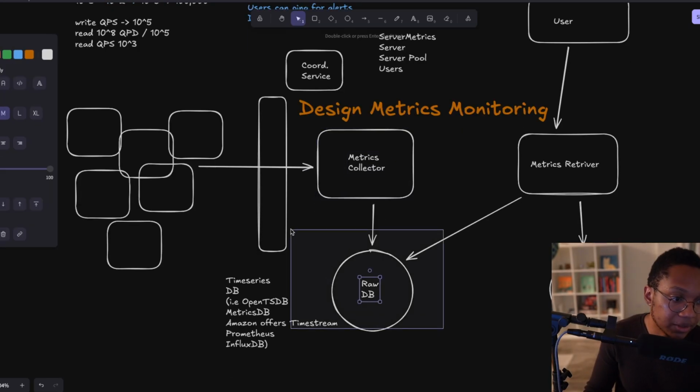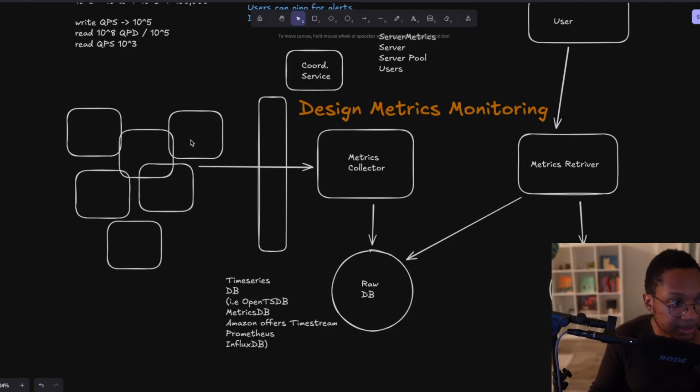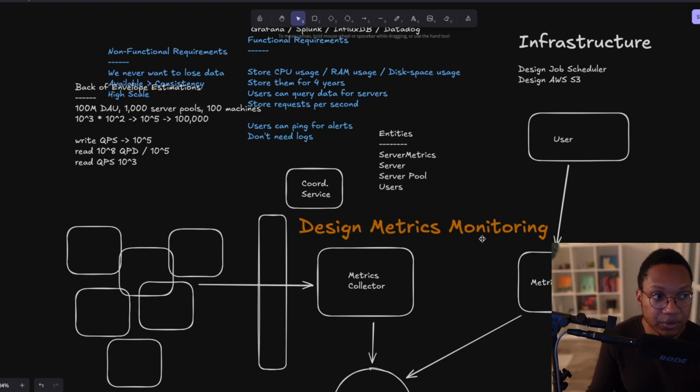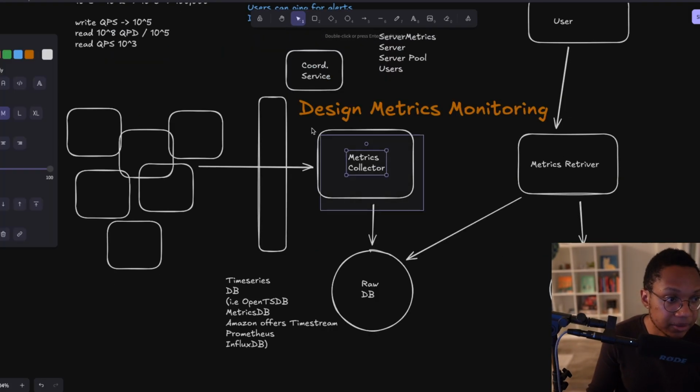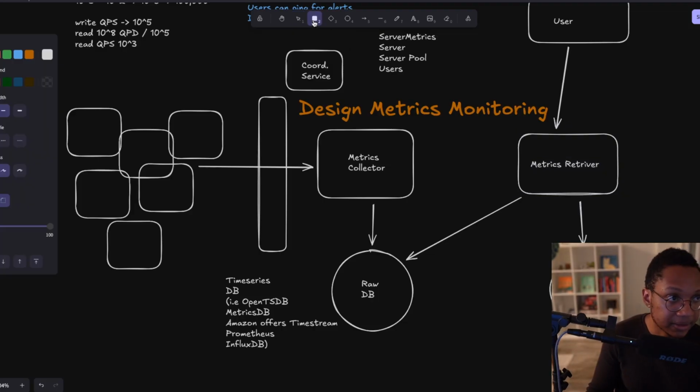So cool. We talked about raw data and analytical data. When it comes to sending the data, we want to use Kafka, because Kafka can guarantee that we actually don't lose anything. We don't lose data, and that's really, really important with this. So as we're sending data from the metrics collector, from this database, to here, we want to have Kafka.